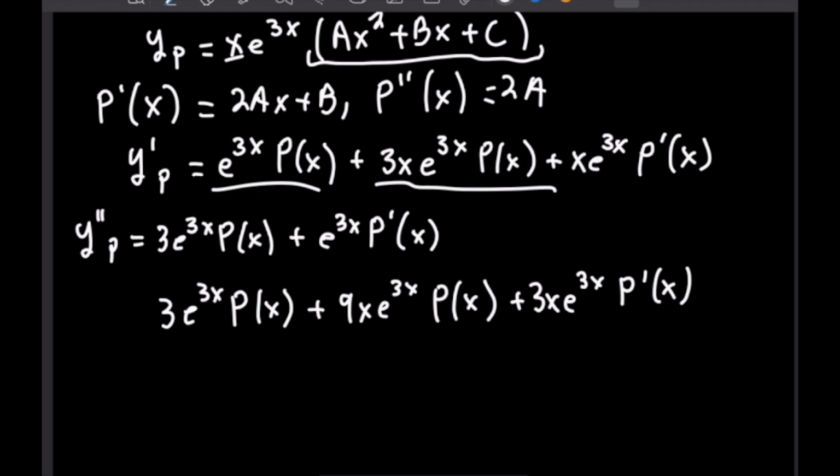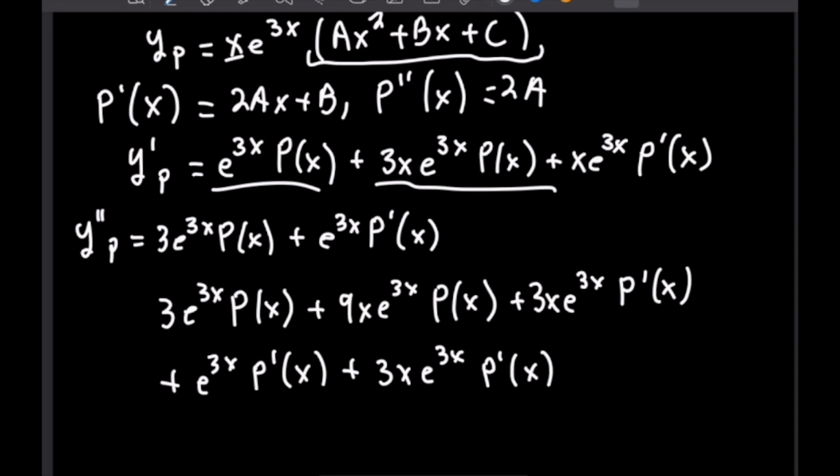And then we can do the last term. So we'll have the derivative of the first, which is just x, which is 1. So we'll have plus e to the 3x p prime of x, plus the derivative of the second term, which is our e to the 3x. So we'll have plus 3x e to the 3x times p prime of x. And then lastly, we will take the derivative of our p of x term. So we'll have plus x e to the 3x times p double prime of x.